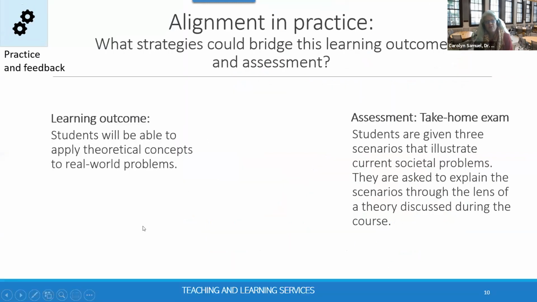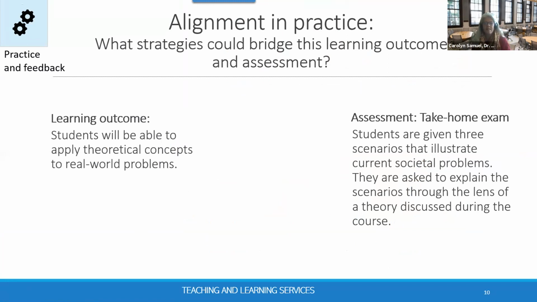So what you have on the screen here is alignment in practice. What strategies could bridge this learning outcome and assessment? This should look familiar to you. It's the same example that we used in yesterday's webinar when we were talking about assessment. We have a learning outcome on the left: students will be able to apply theoretical concepts to real-world problems. And then we have an example assessment on the right.